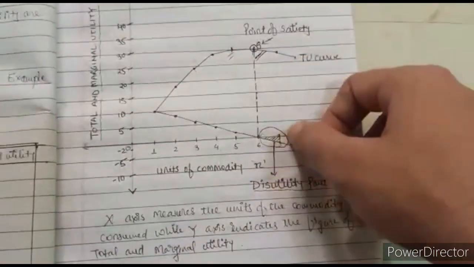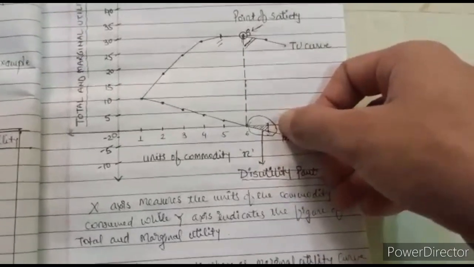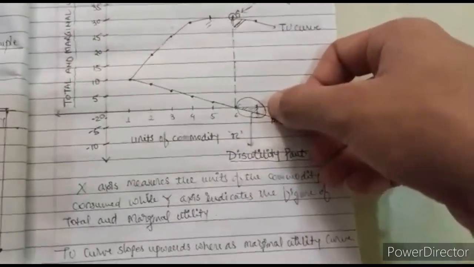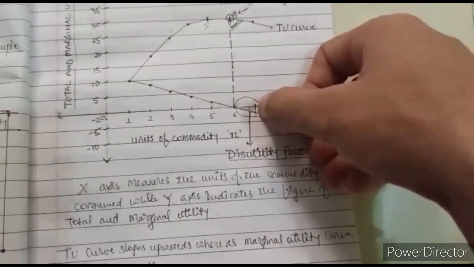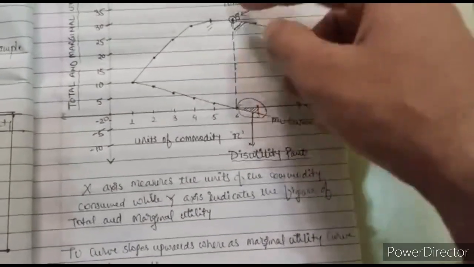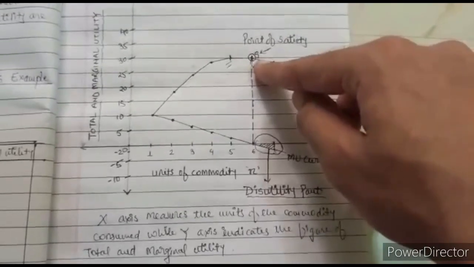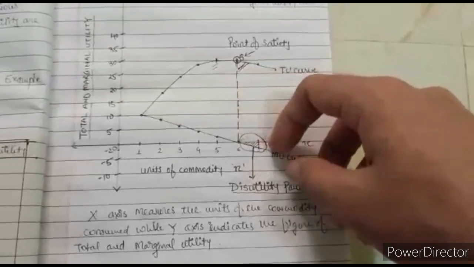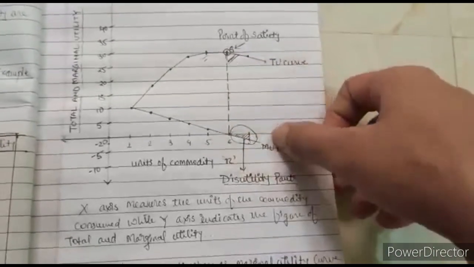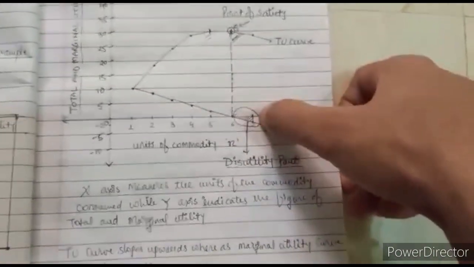So he may start vomiting, or he may have a problem in his stomach. So this is what dissatisfaction is. This is the dissatisfaction level. This dissatisfaction level comes after the point of satiety. If you are satisfied with the commodity and you still start eating, that will harm you. So this is an example of that.